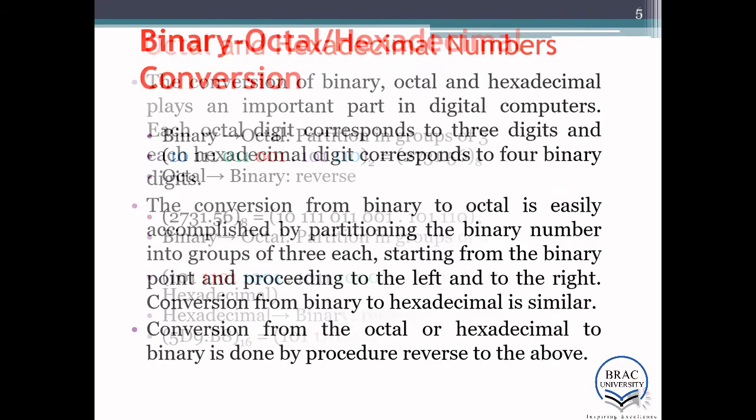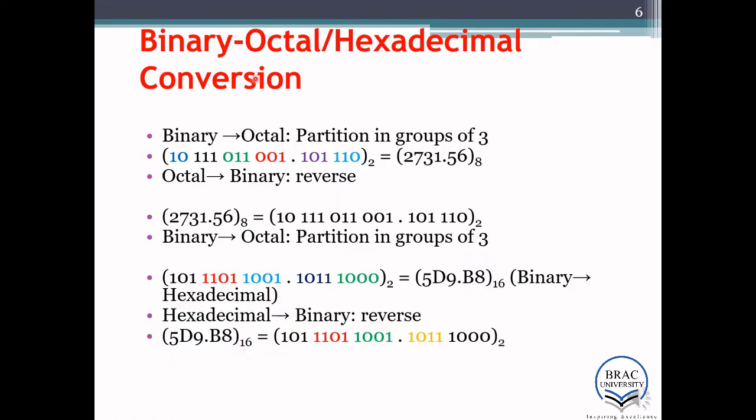So, binary to octal conversion. You are given this binary number, and you need to convert it to the equivalent octal. For octal, the base is 8, which is 3 bits, that's why you need to make groups of 3 bits of binary values, like 001, the red portion, 011, the green portion, 111, the black portion, then 10. You can put a 0 in front of 10, making 010. Now write the equivalent octal number.